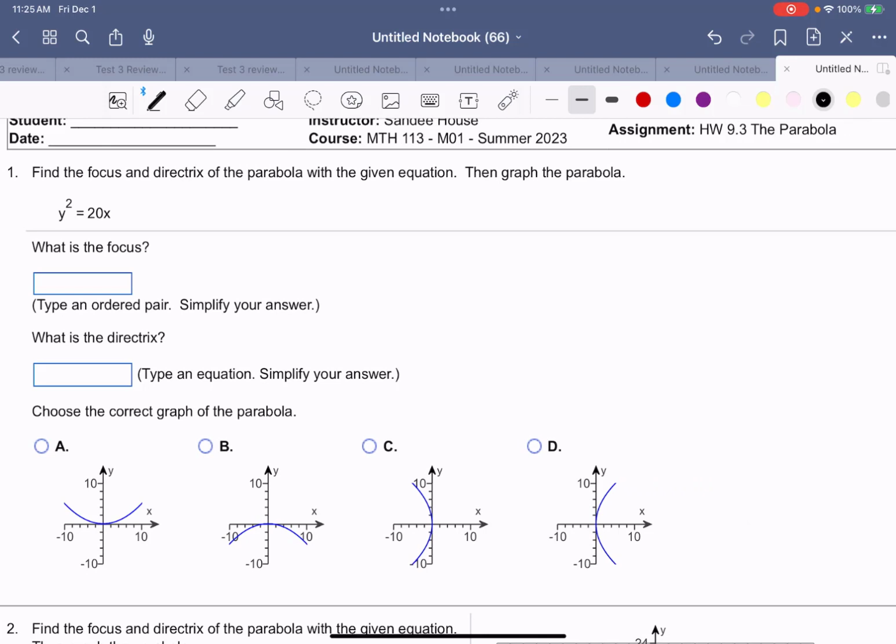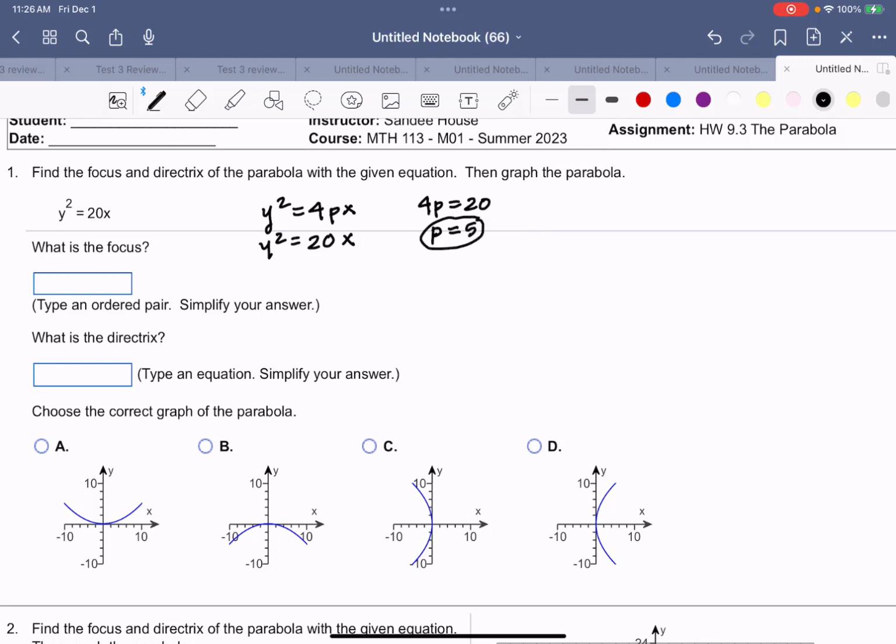Okay, so here's our first homework problem example. We have y squared equals 20x. They want us to find the focus and the directrix of this parabola. So we're going to do our format: y squared equals 4px. And so look, we've got y squared equals 20x. What that tells us is that 4p has to come out to 20, so p has to be 5.